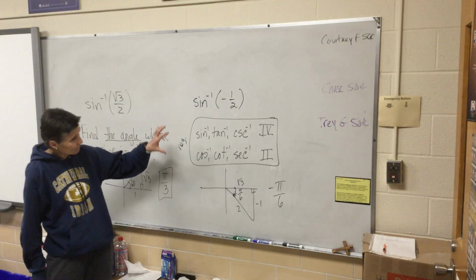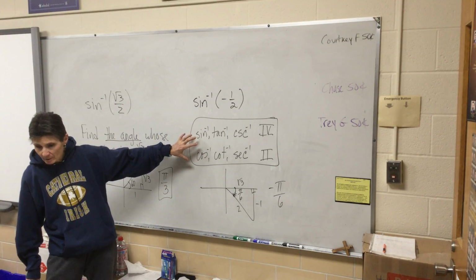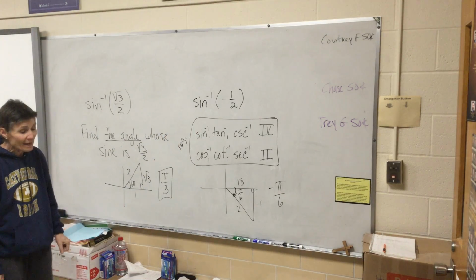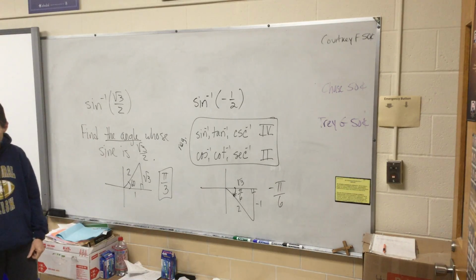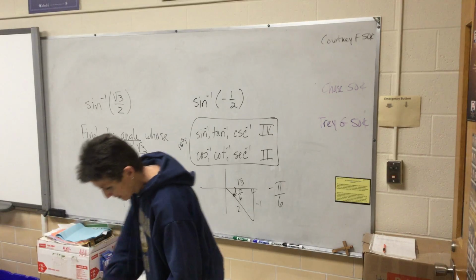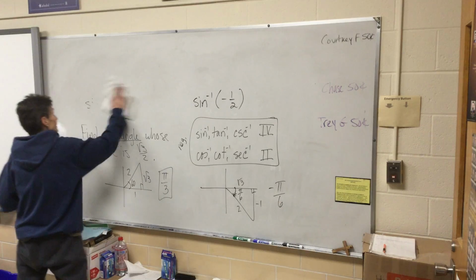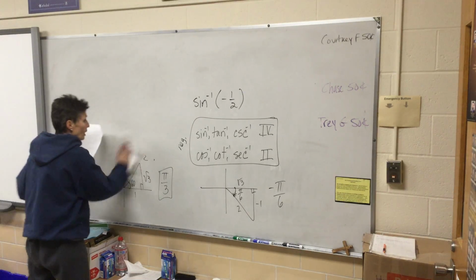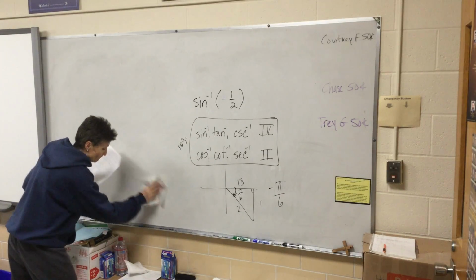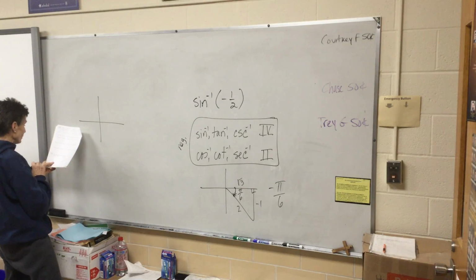Your calculator has memorized these rules. Your calculator follows these rules. When you're doing it by hand, you have to memorize the rules so that you get the same answer that the calculator does. All right, let's try the next one. This one's a positive number, so I'm just going to draw it in quadrant 1. And it says, what is the angle?